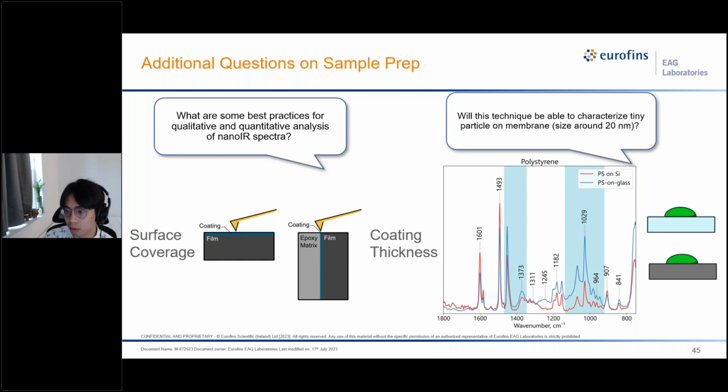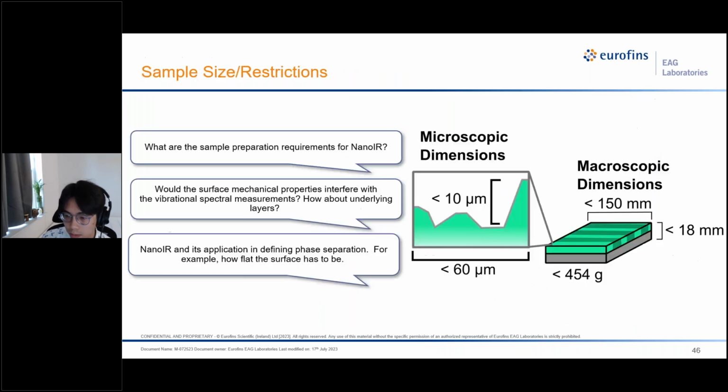But ideally, we would want the Z profile of it to be on something that is IR inactive, so that we could best isolate those peaks to your material of interest.